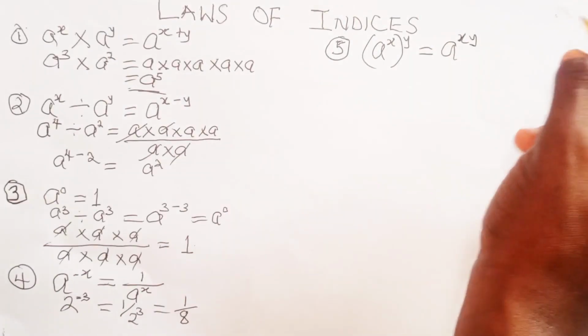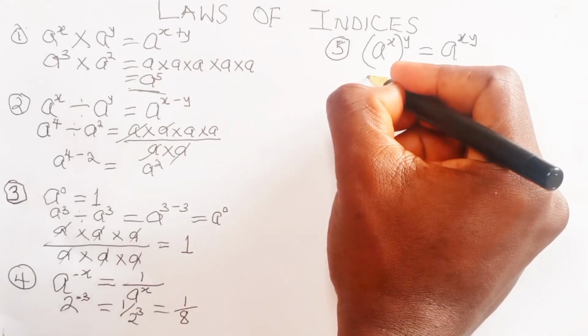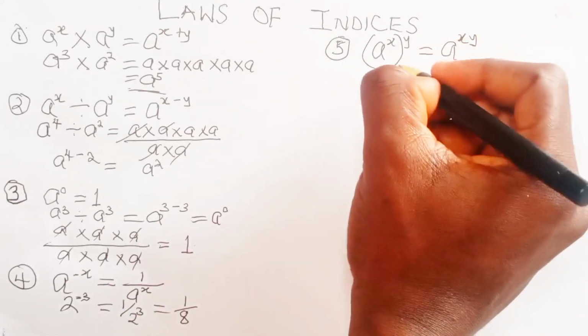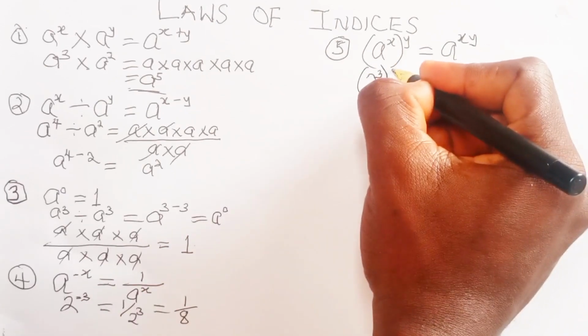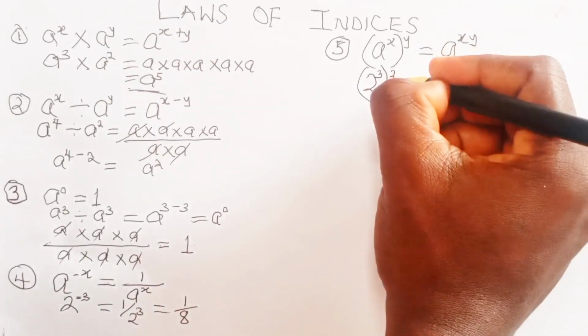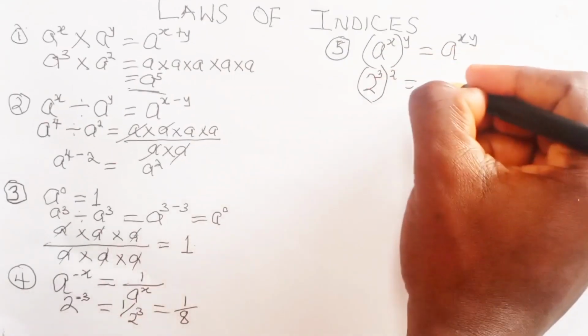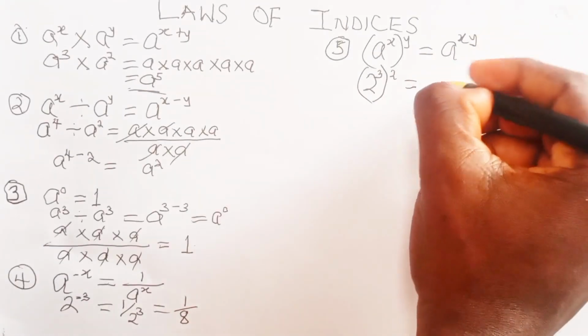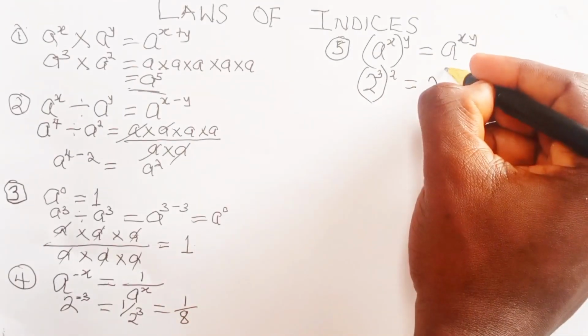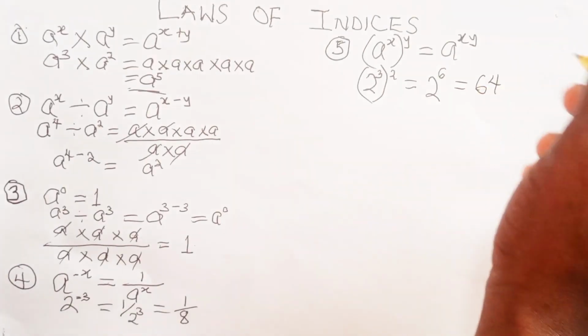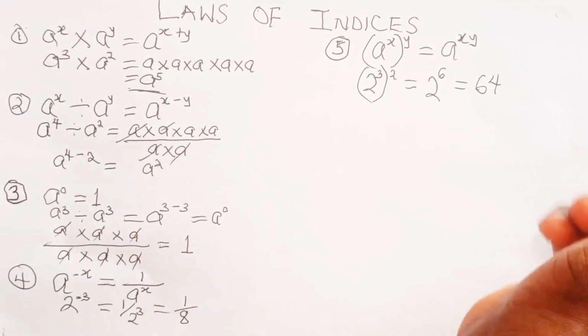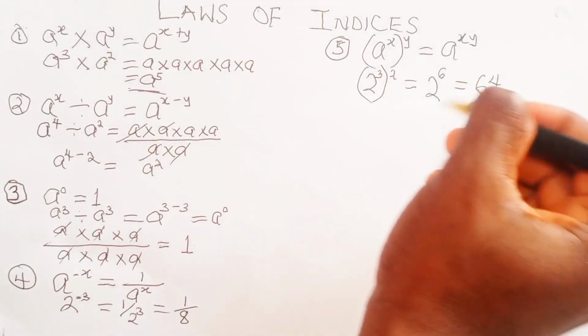So that's the double power. So this is very simple. Let's take a quick example. 2 raised to power 3, all raised to power 2, simply means that I'm going to multiply the two powers, and that's going to give me 2 raised to power 6, which is 64, because 2 raised to power 6 is 64.